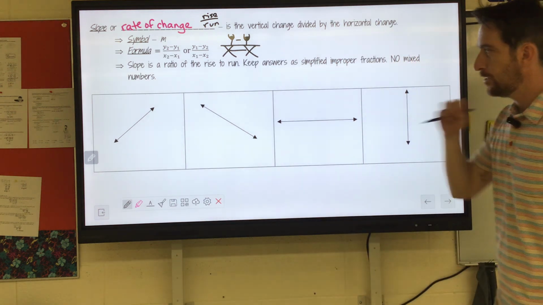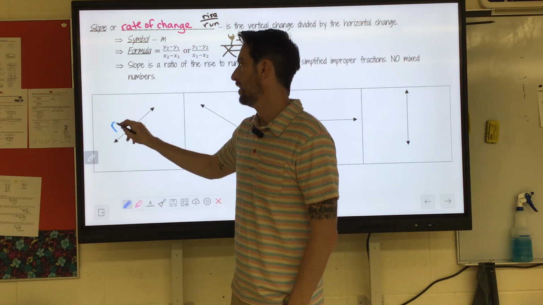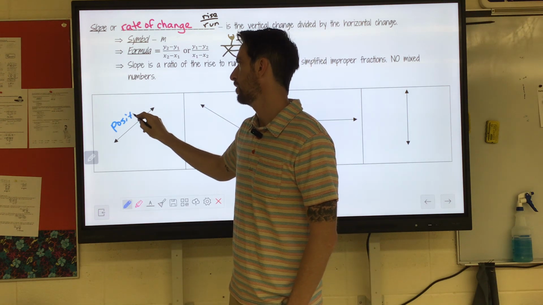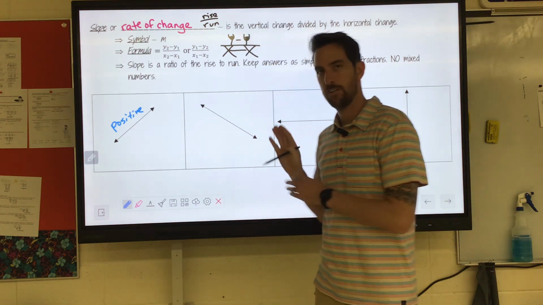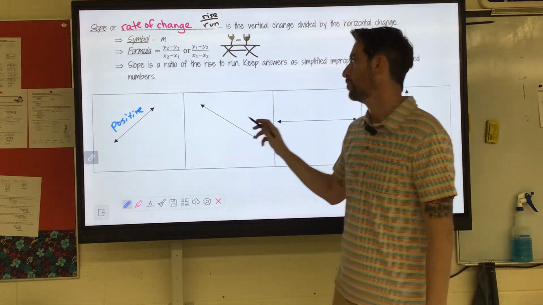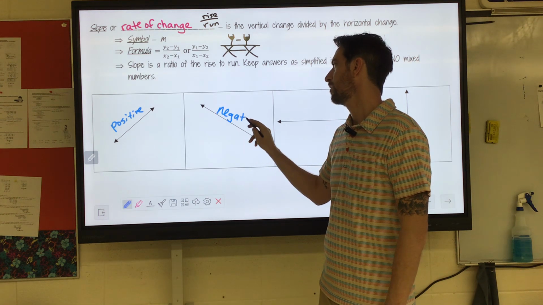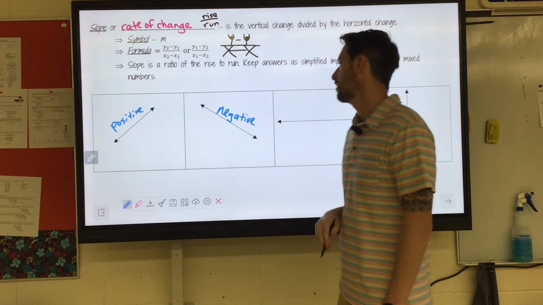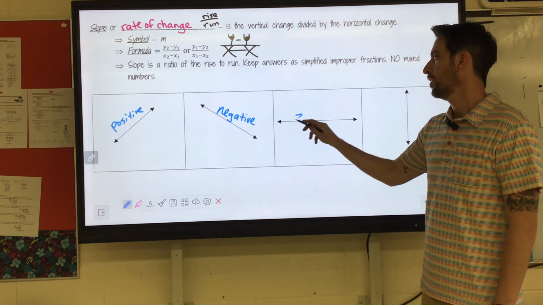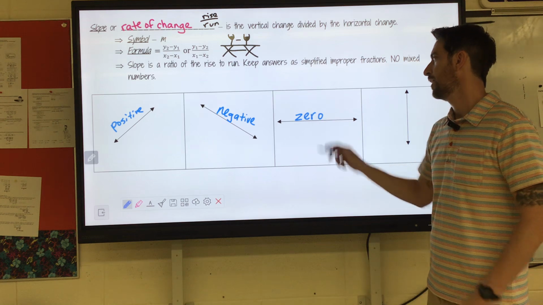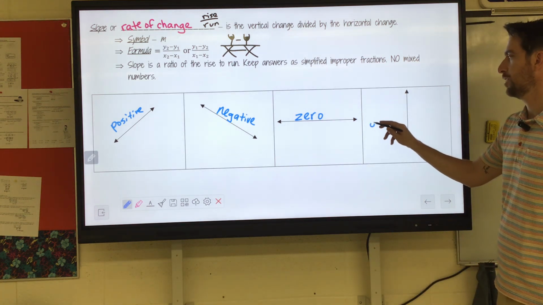When you see a line that slopes up and to the right, that means it has a positive slope. I always like to think of slope from left to right, just like you're reading. If it slopes down and to the right, that's going to be a negative slope. If it's a flat line, that's a slope of 0. And if it is an absolute vertical line, we say that the slope is undefined.